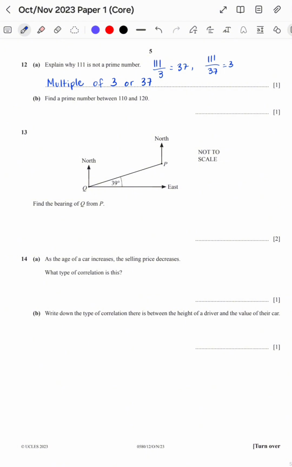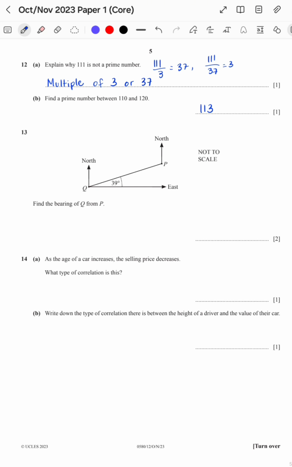Letter B, find a prime number between 110 and 120. So between 110, 111, 112, 113 until 120, what number is the only number in that range that can only be divided by itself or by 1? So the answer will be 113. This is the only prime number between 110 and 120.